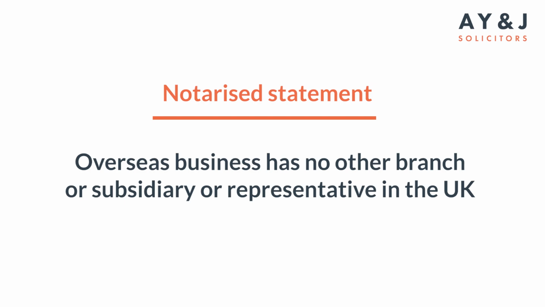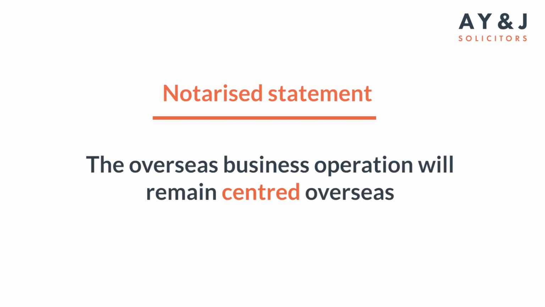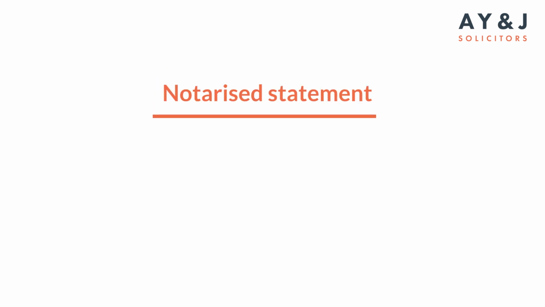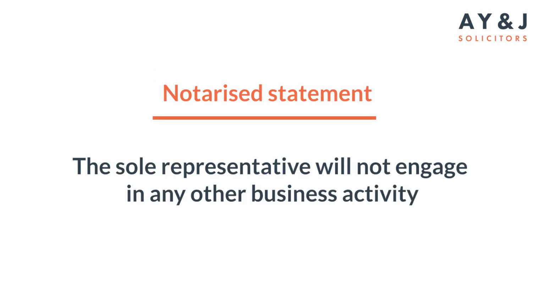Number 1, the applicant will be their sole representative in the UK. Number 2, the overseas business has no other branch or subsidiary or representative in the UK, and the overseas business operation will remain centered overseas. So the overseas business cannot move their headquarters to the UK. So that's very important.